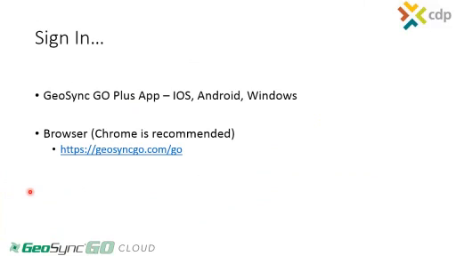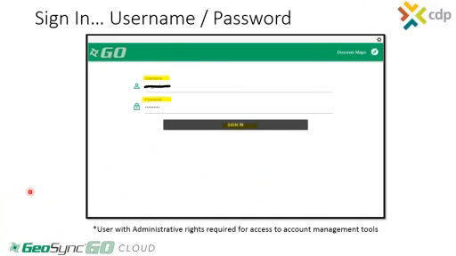Today, what we'll look at, as we mentioned, is deploying searches. The first thing you'll need, obviously, is the application. That's available in a couple of forms. One, you can download and install the app on iOS, Android, or Windows. The other option is to use a browser. We do recommend Chrome for this. The web address is geosyncgo.com/go. That is the web-hosted application. Of course, you do need an internet connection for that.